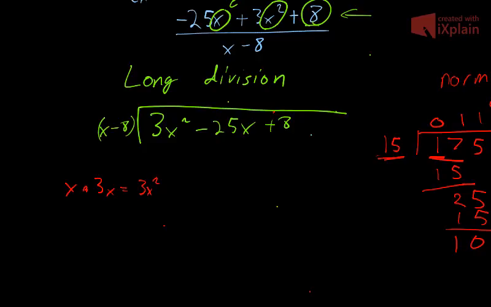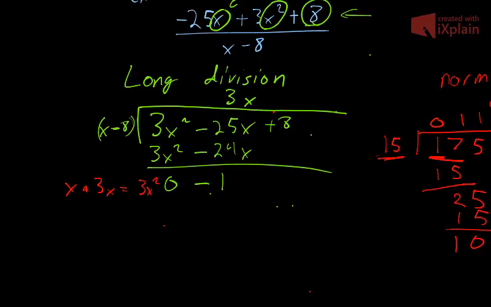So I know that if I multiply this whole expression by 3x, which is going to go here, I will get something that will cancel out that 3x squared, which is a good starting spot. So 3x times x is 3x squared, minus my 3x times 8, or plus 3x times negative 8 is really what I have here. And that's going to be 24x. So now I'm going to subtract. 3x squared minus 3x squared is 0. 24x minus negative 24x is minus 1x. And I still have my plus 8. So now I'm left with minus x plus 8.